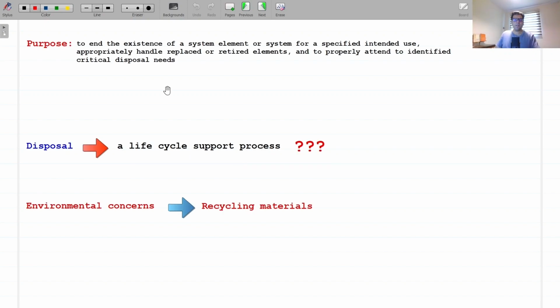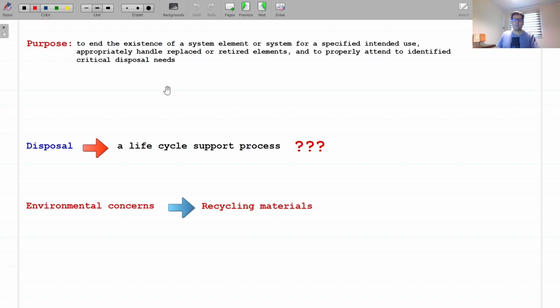The purpose of the disposal process is to end the existence of a system element or system for a specified intended use, appropriately handle, replace, or retire elements, and to properly attend to identified critical disposal needs. The disposal process is concluded in accordance with applicable guidance, policy, regulations, and statutes throughout the system lifecycle.